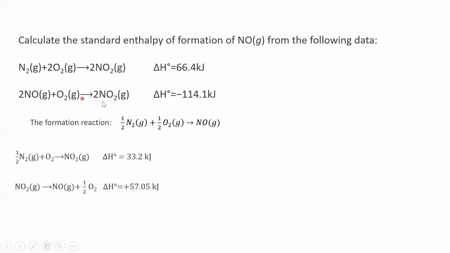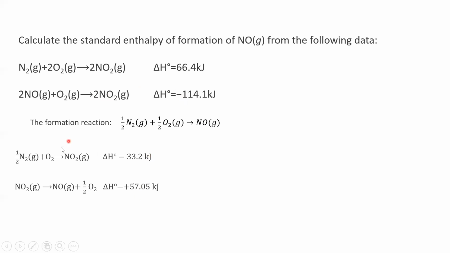We're going to flip the second reaction around, and we're going to divide by 2. So that means we need to change the sign on delta H from negative to positive, and we need to divide it by 2. So that's where that 57.05 comes from.